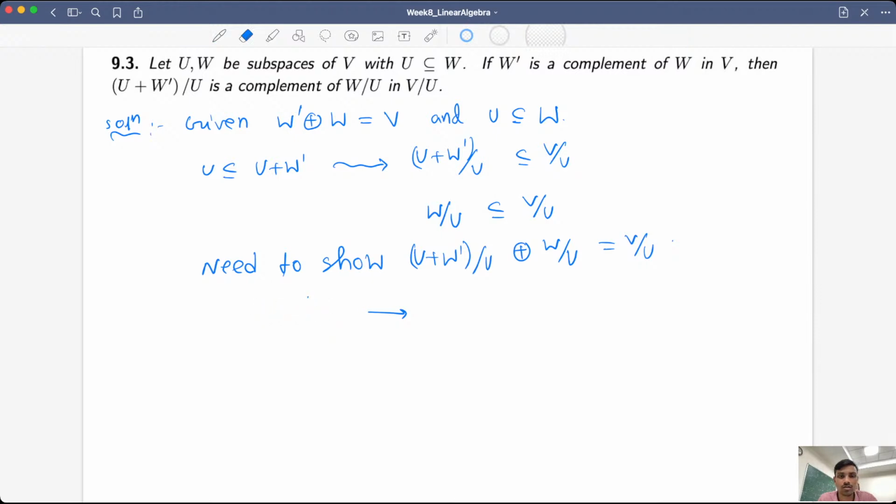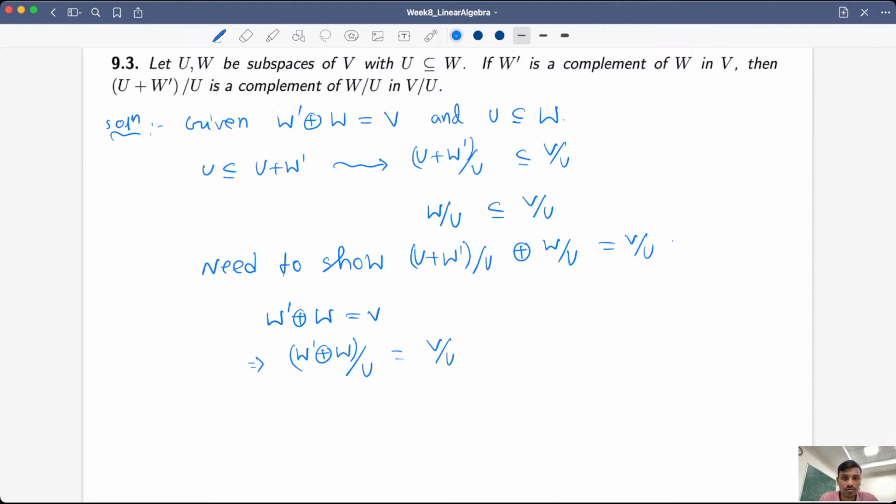This is indeed the direct sum of these, due to w prime direct sum w equal to v. So if I take w prime direct sum w mod u, that is exactly v mod u, right? But how is it split? W prime direct sum w mod u, that I somehow want to identify with this. W mod u is fine, and I will send the remaining things as u plus w prime mod u. Then clearly that way you get this direct sum.